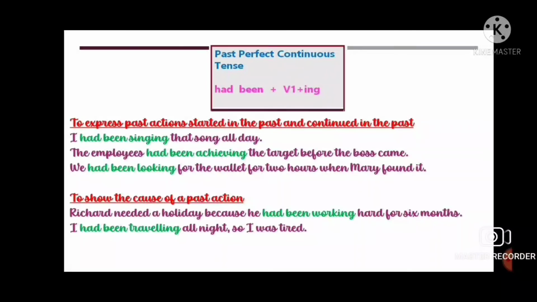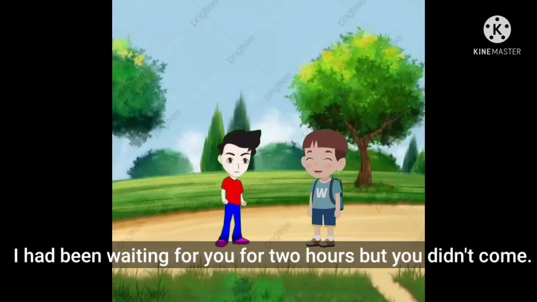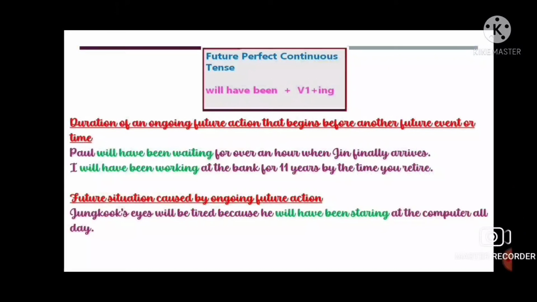Second, to show the cause of a past action. Richard needed a holiday because he had been working hard for 6 months. I had been traveling all night, so I was tired. You are telling certain comments and giving a reason for the particular action done. I had been waiting for you for 2 hours, but you didn't come.